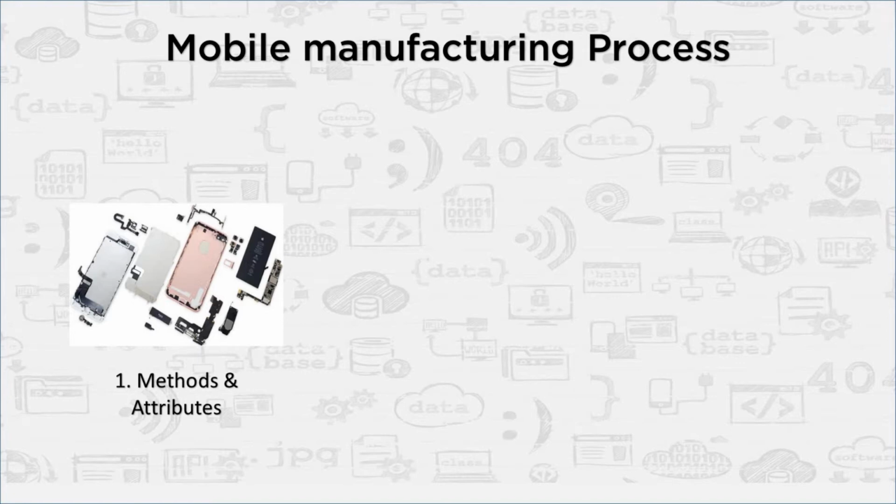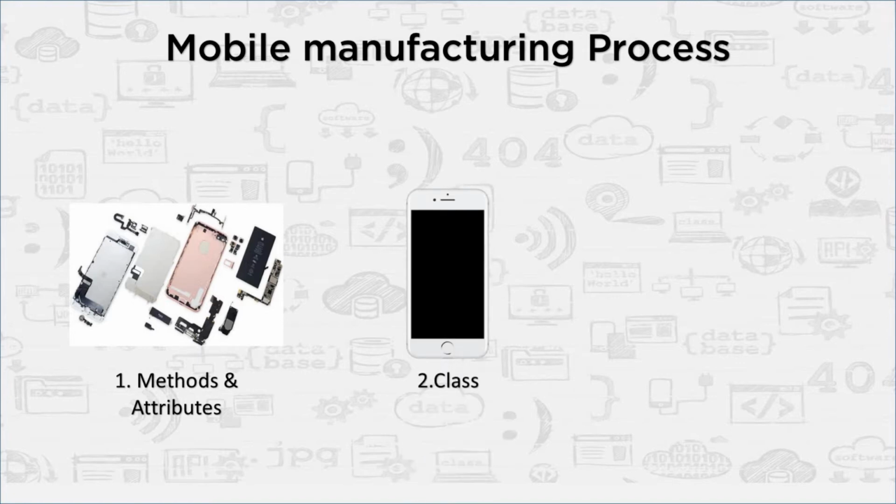And the second step, the blueprint we are creating is known as the class. This blueprint defines all the criteria and the processes of the class. Okay, finally, the mobiles that are manufactured using the blueprint are known as objects of the class. This is how we can compare the mobile manufacturing process to our object-oriented programming concept.